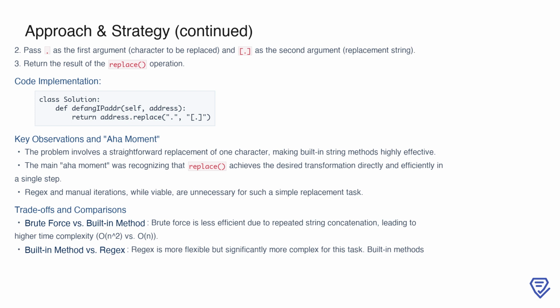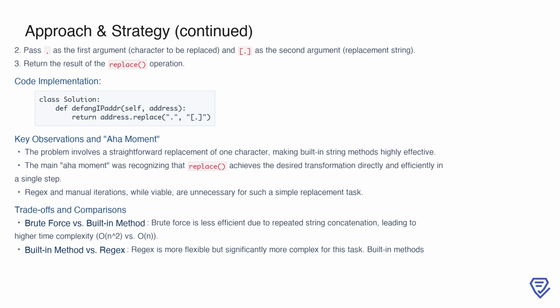Here's how we apply the chosen strategy using the str.replace method. First, we call the replace method on the input string, passing in two arguments. The first argument is the character we want to replace, which is the period, and the second argument is the string we want to replace it with, which is [.]. The method then processes the string in a single pass, replacing all occurrences of the period with [.]. Finally, we return the result of this operation.